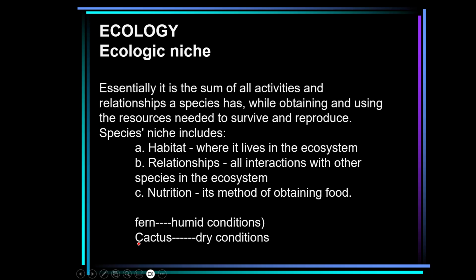So, a species' niche includes the habitat. Where does it live in the ecosystem? The relationships, all interactions with other species in the ecosystem, and the nutrition. Basically, it is the method of obtaining food. For example, if you see fern, you know that means it's a humid climate. If you see cacti, on the other hand, you know that it's desert, it's dry conditions.